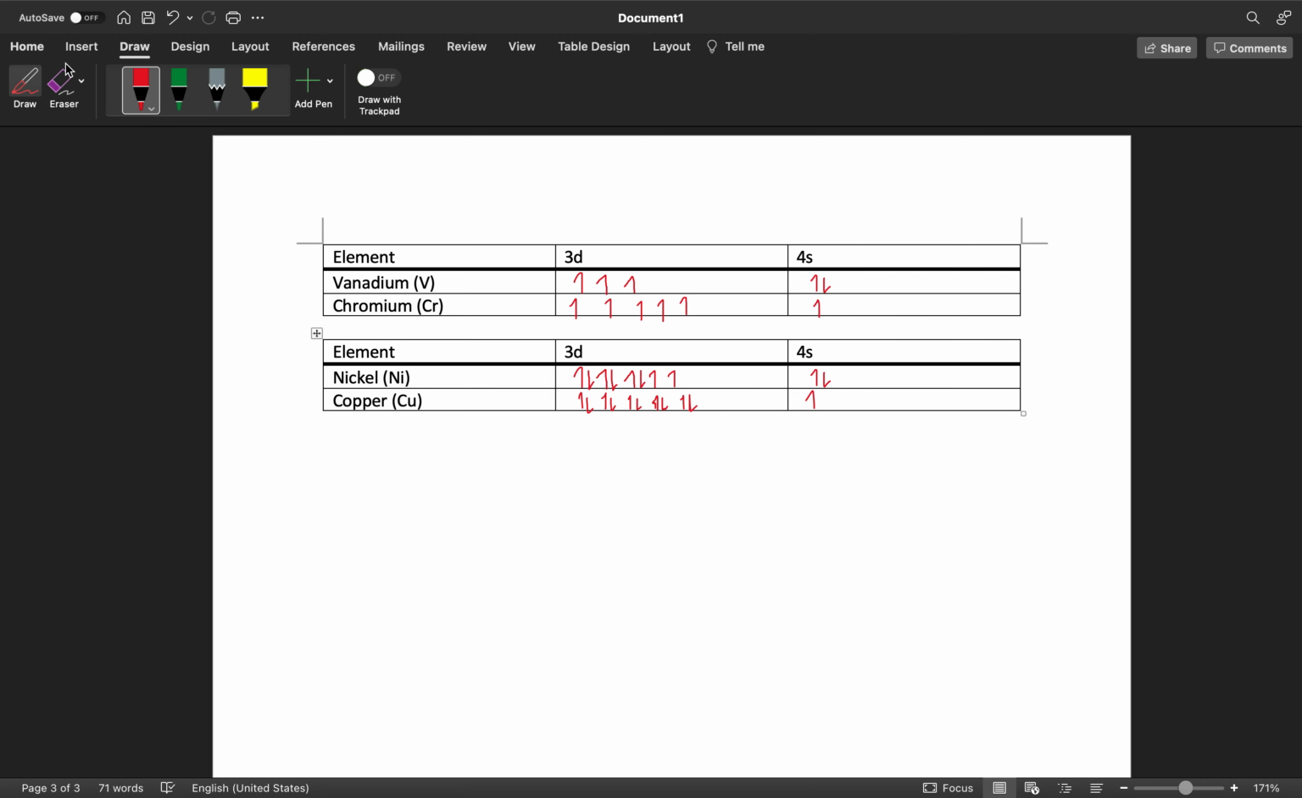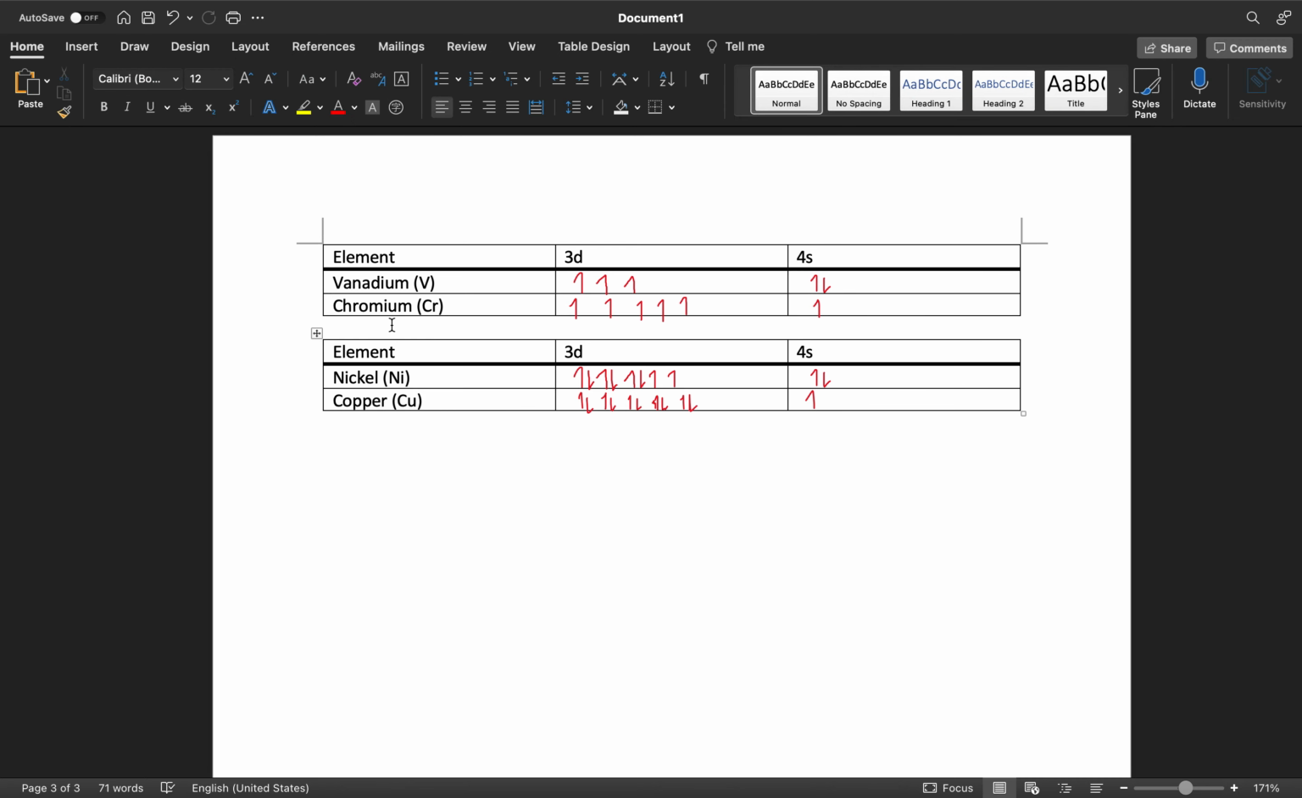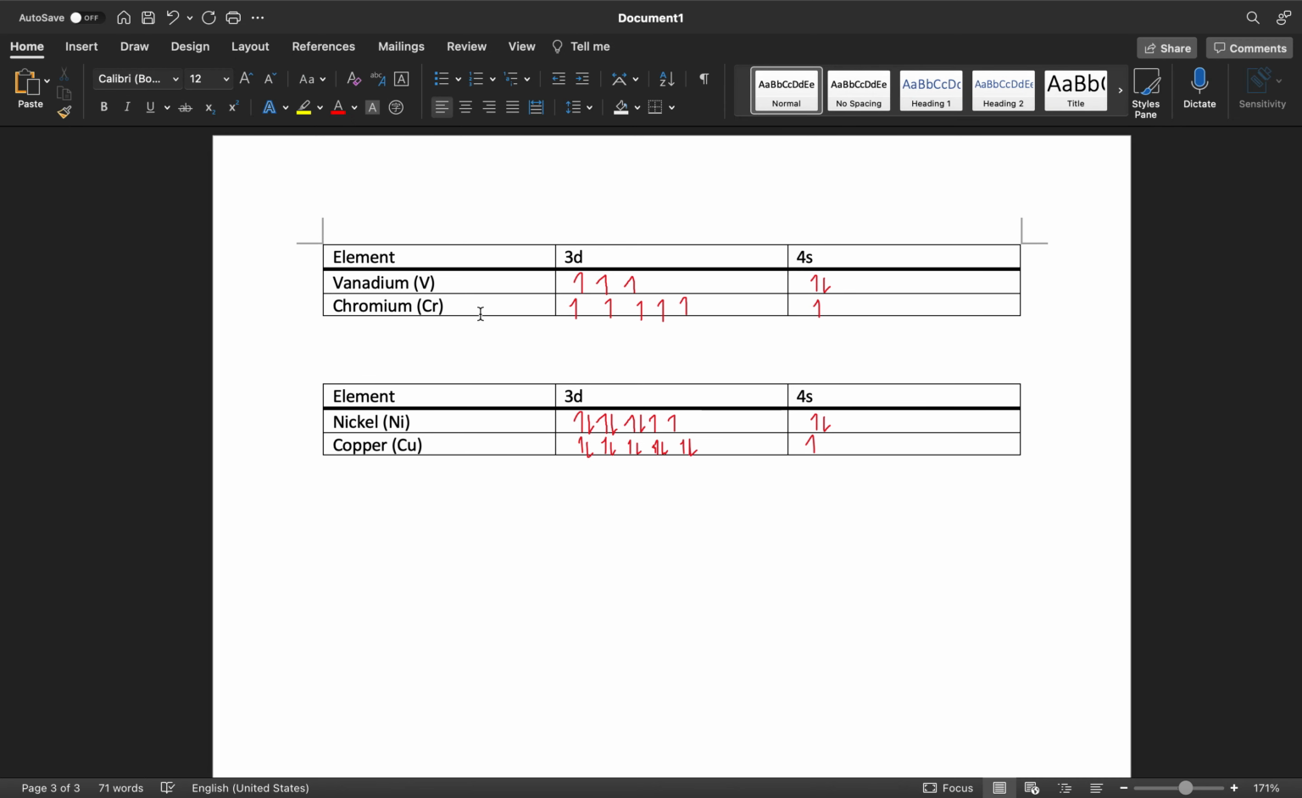So if you look at the electronic notation instead, the electronic notation for chromium, we'll just start at the 4s part. Instead of being 4s2 3d4, it is actually 3d5 4s1. The same with copper. Instead of being 4s2 3d9, it instead becomes 4s1 3d10.